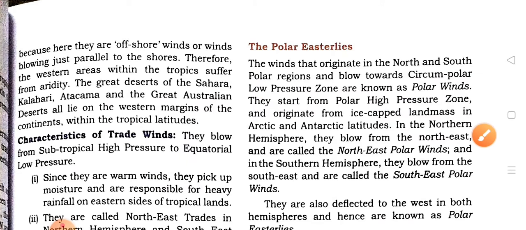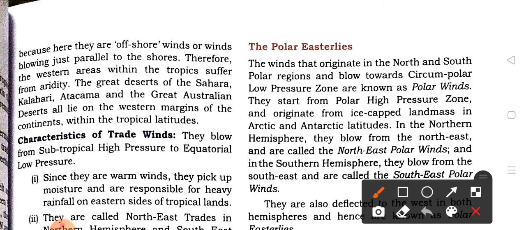They start from the polar high pressure zone and originate from the ice cap land. As we know, the North Pole and the South Pole regions are ice cap land masses, that is, the Arctic and Antarctic latitudes. It carries the air from that polar high pressure zone.